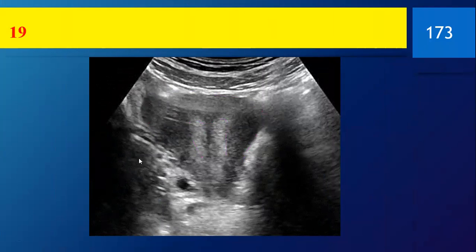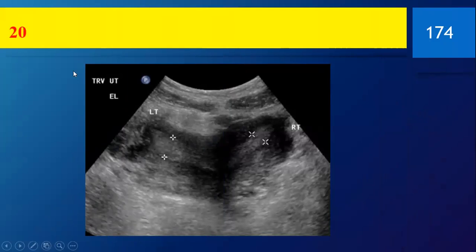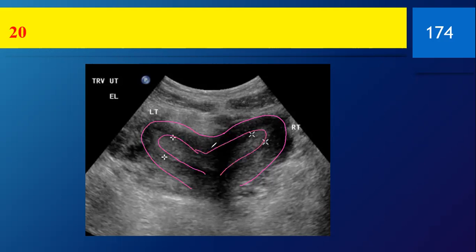Okay, look at this one. This is from the outside, and the cavity within the endometrium is heart-shaped as well. So this is a heart from the outside and a heart from the inside. So this is a bicornuate uterus. Okay, so this is the difference.